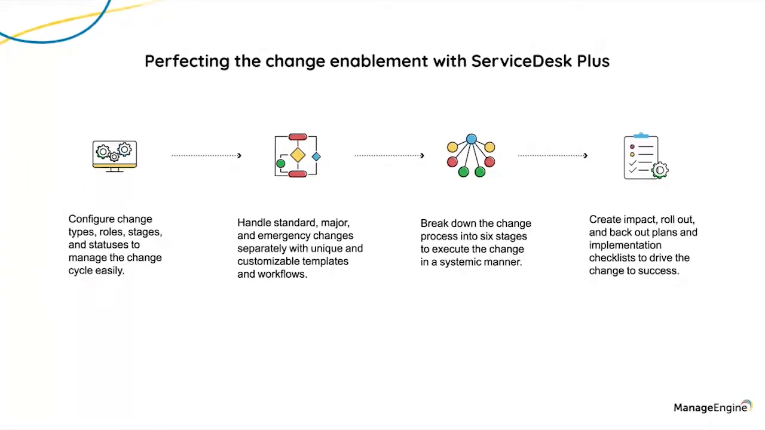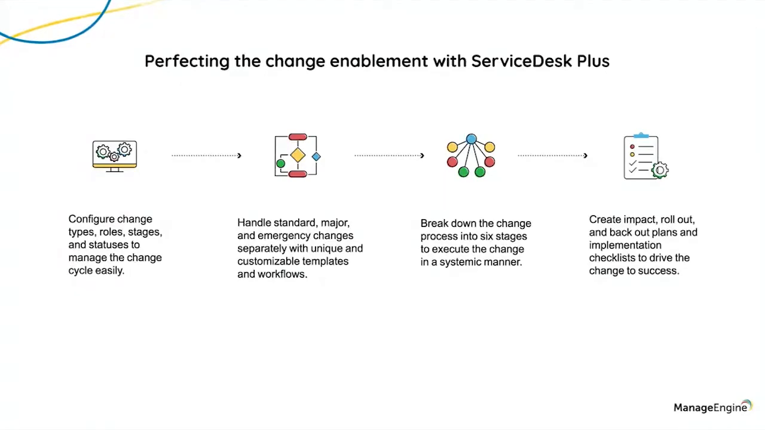And then you can take all these configurations and consume them in the change templates, where you create different templates for different change types, for standard templates and major templates and so on, and you configure different kinds of workflows for each template. And as the change request is created, the request will be broken down into the 6 stages that you have configured, and wherein you can go ahead and record your impact plans, your rollout plans, and so on.